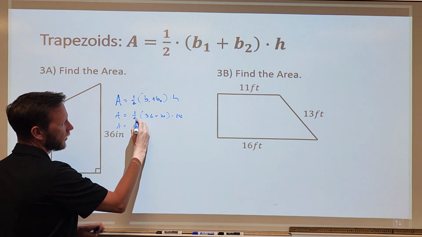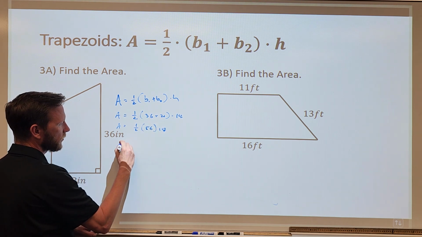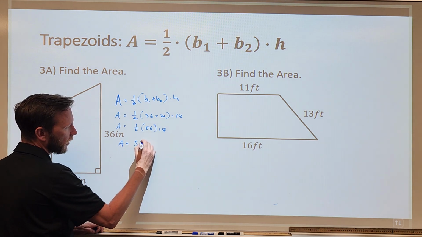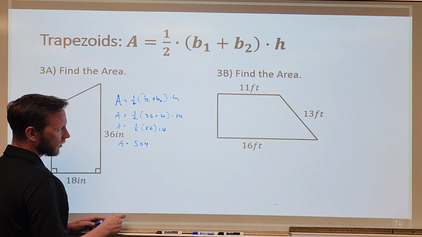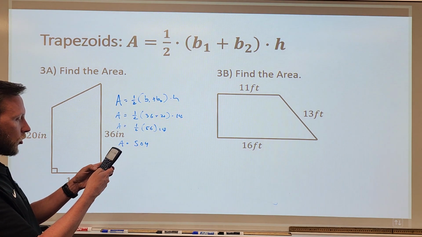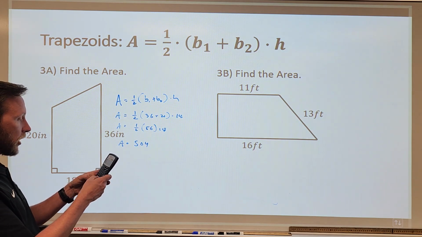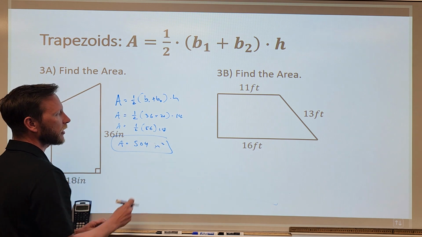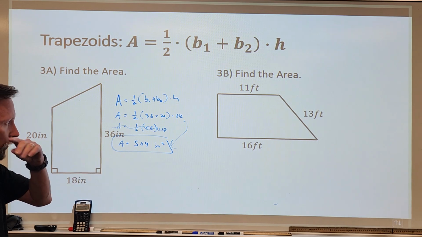We get half of 56 times 18. That's going to be 56 times 9, which is going to be 560 minus 56. And so it's going to be 504. Let's just double check that, see if I mess it up. Let's use a calculator. So 1 divided by 2 times 36 plus 20 times 18. And we get 504. Yay! 504, again, square inches. Let your calculator do that work, right? If you skip this step, that's fine. Formula, plug in the numbers, get the answer.